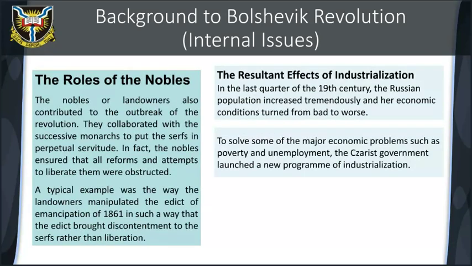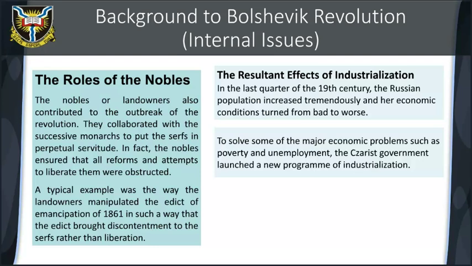The roles of the nobles. The nobles or landowners also contributed to the outbreak of the revolution. They collaborated with the successive monarchs to put the serfs in perpetual servitude. In fact, the nobles ensured that all reforms and attempts to liberate them were obstructed. A typical example was the way the landowners manipulated the Edict of Emancipation of 1861 in such a way that the edict brought discontentment to the serfs rather than liberation.